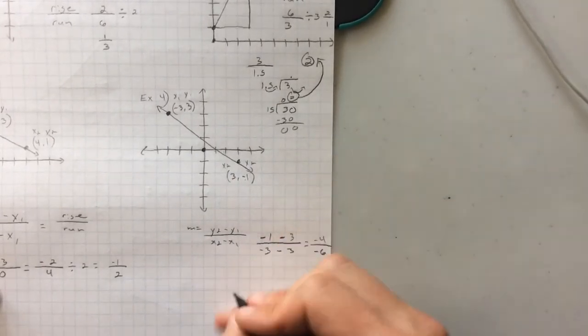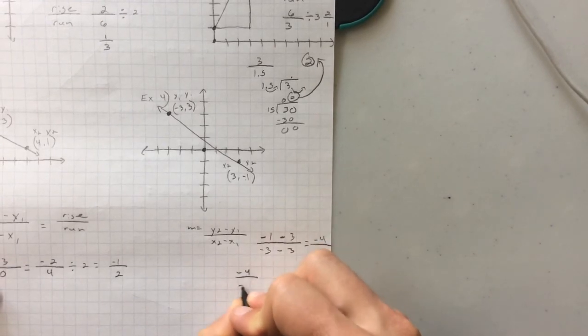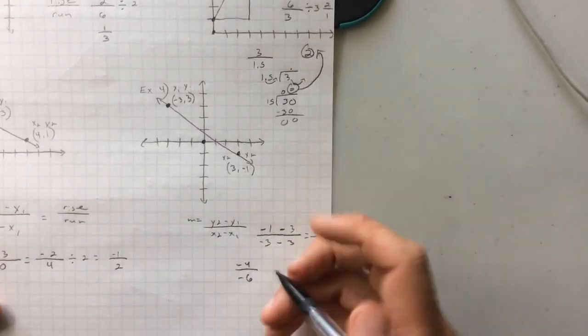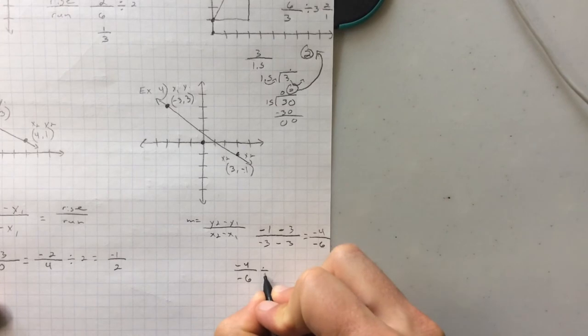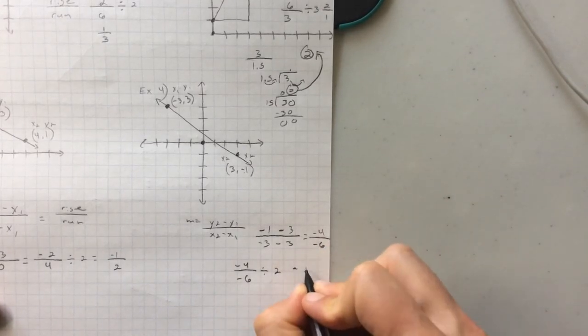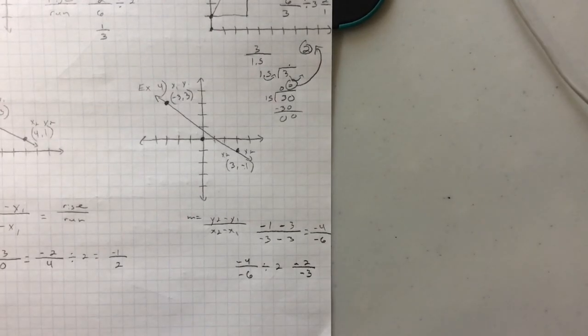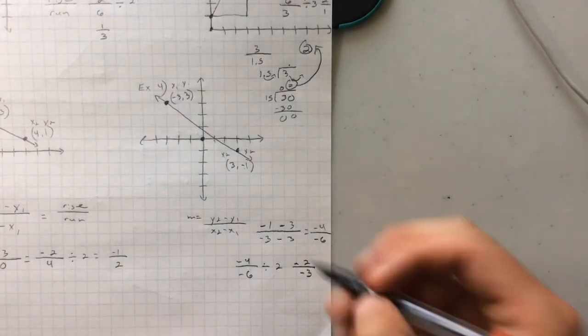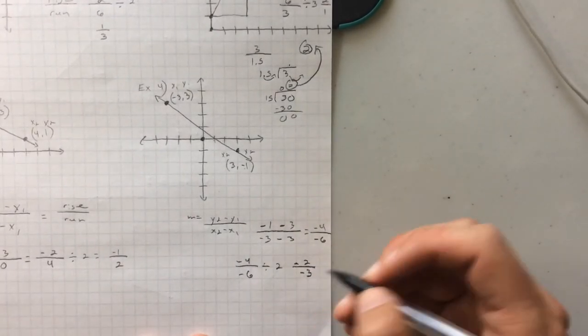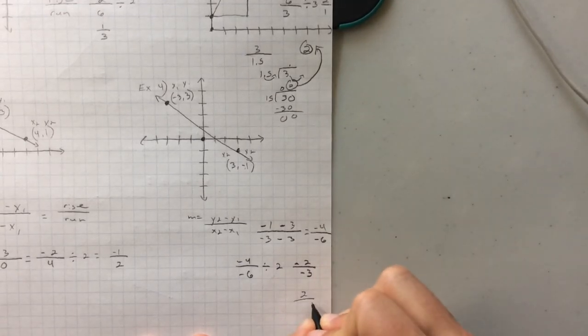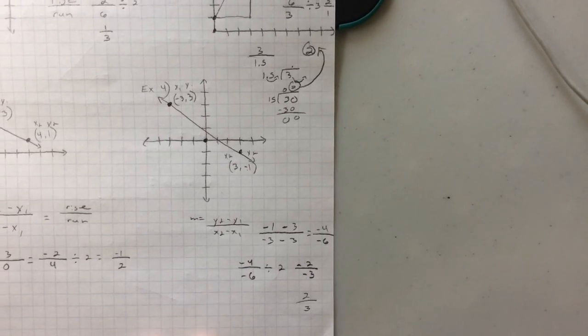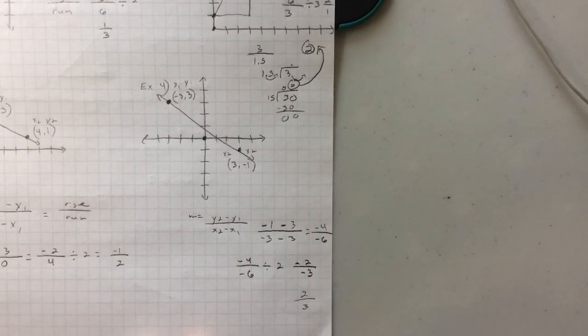So now I've got a negative 4 over negative 6. Now, bear with me. This gets a little bit confusing here. We're going to divide both of these by 2. That's going to give me a negative 2 over a negative 3. But one final rule: when you're dividing a negative by a negative, it becomes a positive, and therefore my slope is going to become a positive 2 over 3. Unless I've done my math wrong, but I don't think I have, so there we go.